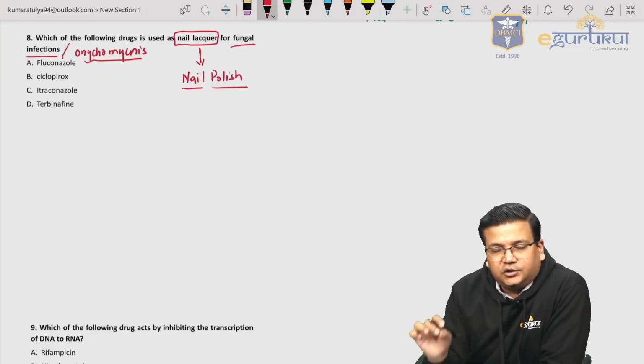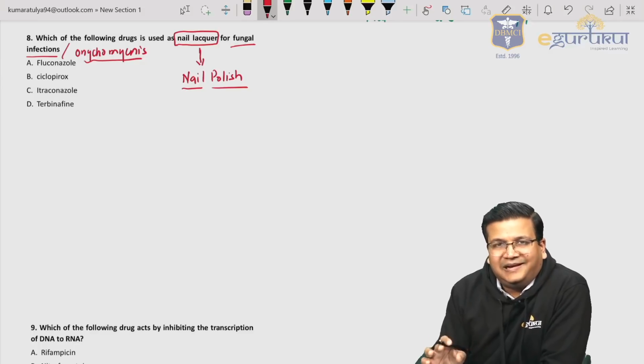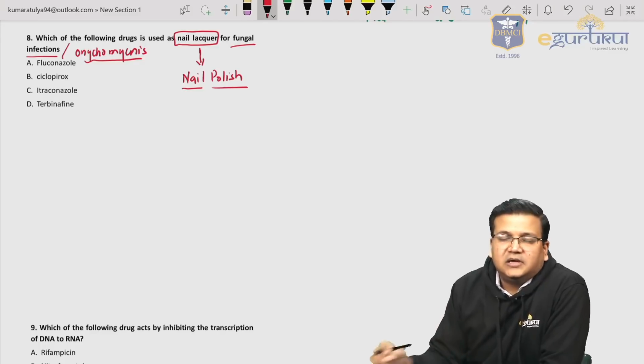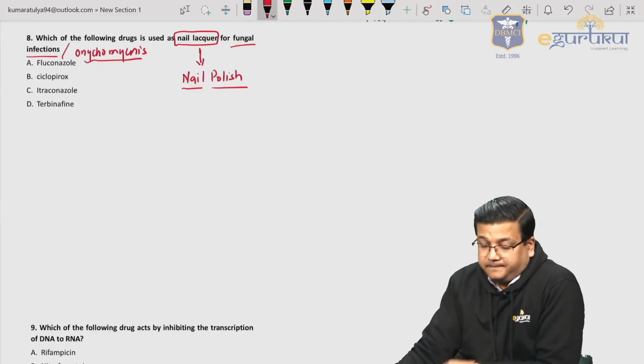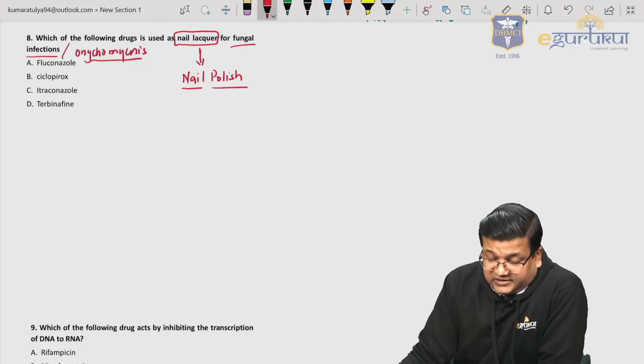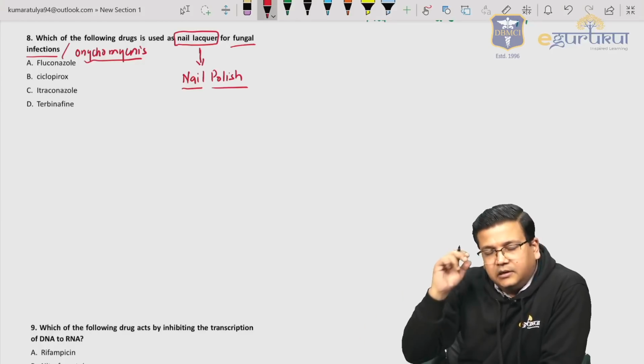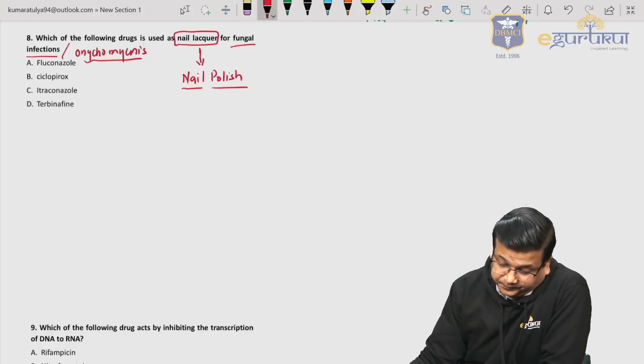So it's a solution to be applied on nail lacquer, and that has a special property of increasing the penetration into the nail. So that is nail lacquer. So it's a nail preparation. So which of the following is available as nail lacquer or nail polish for treating fungal infection?